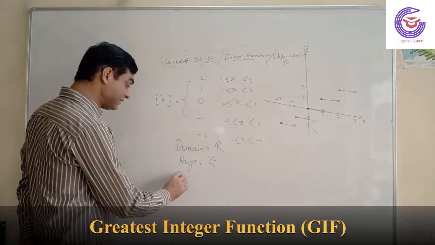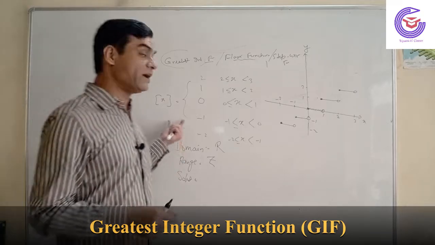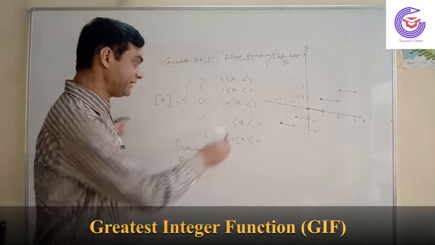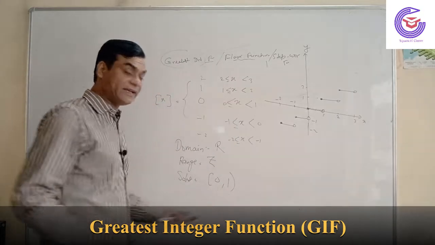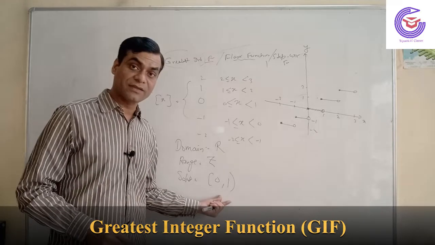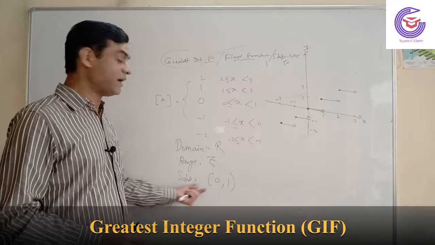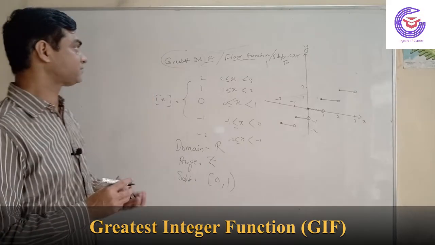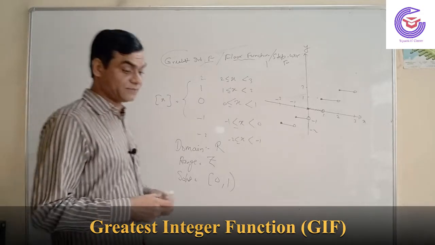What is the solution set? In this case, the solution set is for what value of x y becomes 0. So here it's not one value, it's basically a range of values. That is, including 0 to 1 with an open bracket. If you take any value between 0 and 1, including 0, excluding 1, y will become 0. So this is called the solution set. So this is all about the greatest integer function.